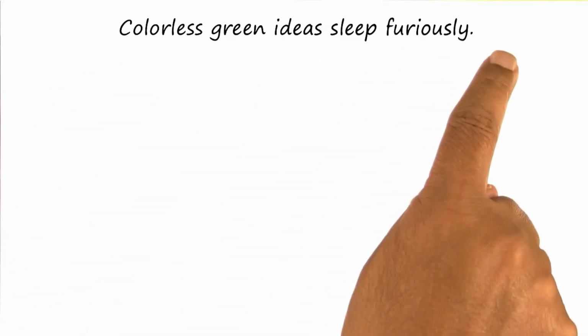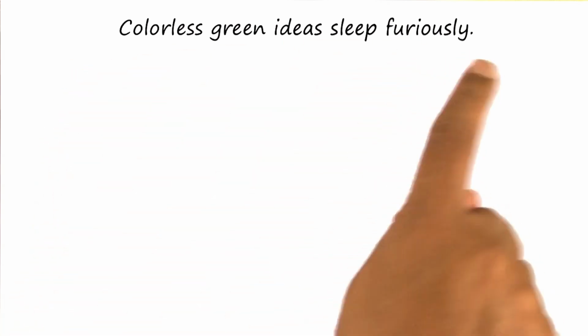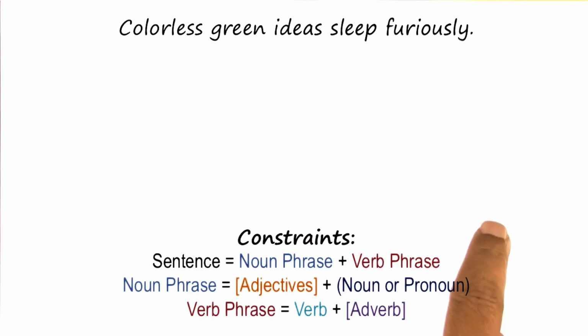Let us again return to this sentence, colorless green ideas sleep furiously. You and I can quickly recognize that this sentence is grammatically correct even as it is semantically meaningless. How do we do it? Consider this mini grammar. This is a small subset of the English language grammar consisting of just 3 simple rules. This sentence can go into a noun phrase followed by a verb phrase. A noun phrase can be optional adjectives followed by a noun or a pronoun. The square bracket here means optional. A verb phrase is composed of a verb followed by optional adverb.